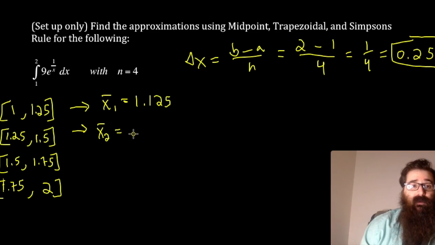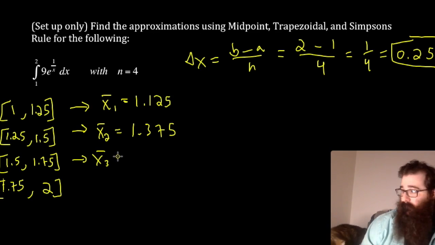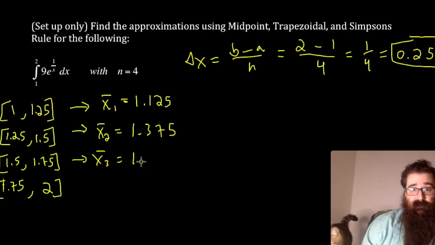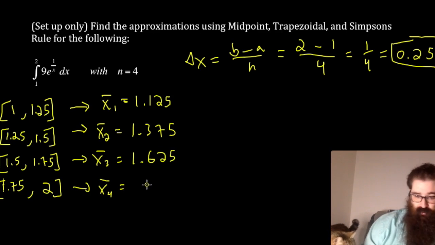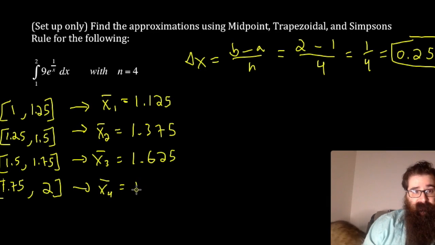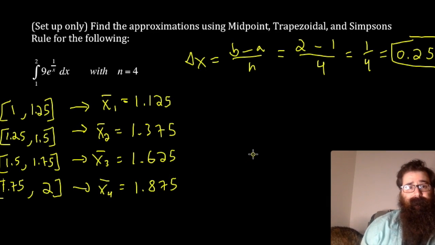And then halfway between 1.25 and 1.5, that's going to give me 1.375. And again, if I don't know what that is, I can add these two numbers together and then divide by 2. Halfway between 1.5 and 1.75, that's going to give me 1.625. And then the last midpoint, x4 bar, halfway between 1.75 and 2, is going to give me 1.875. So now we have all these midpoints.